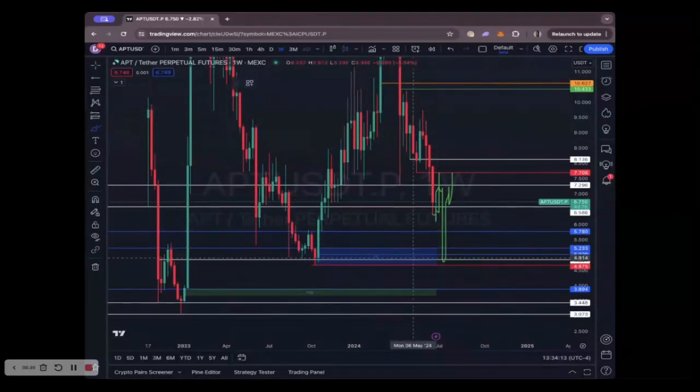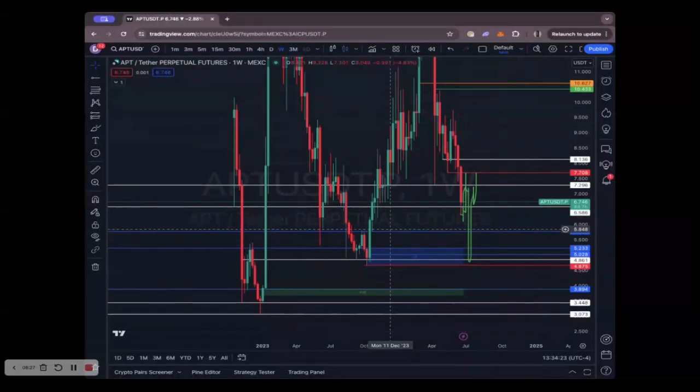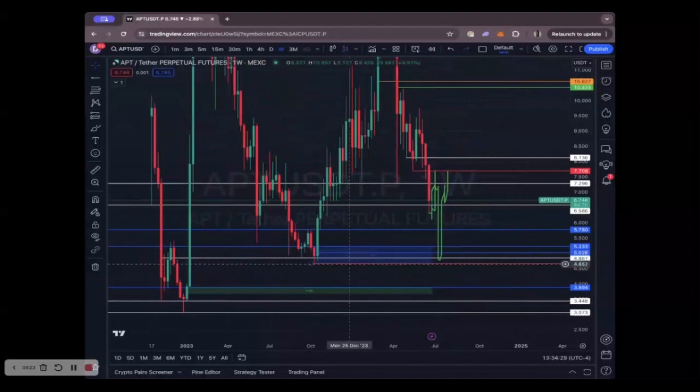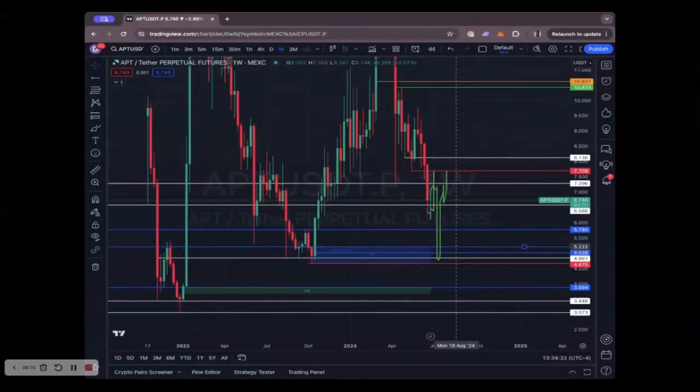That's actually a pretty clean one because as soon as we wick into that OB, we are going to get a reaction back at least to $6. So I would probably take that as my long if I was taking it. However, we could go further than that, but this is the first one we could actually judge on. For now, I might just keep this as an alert.